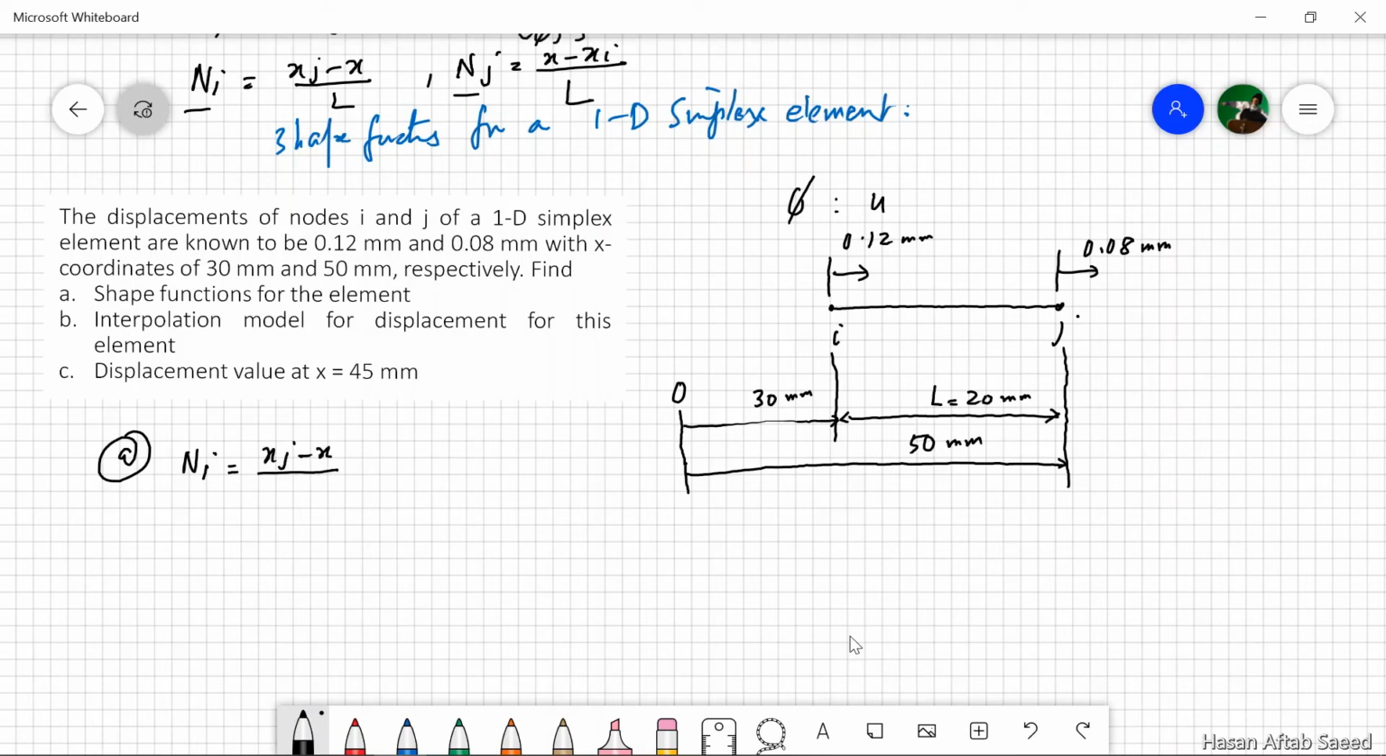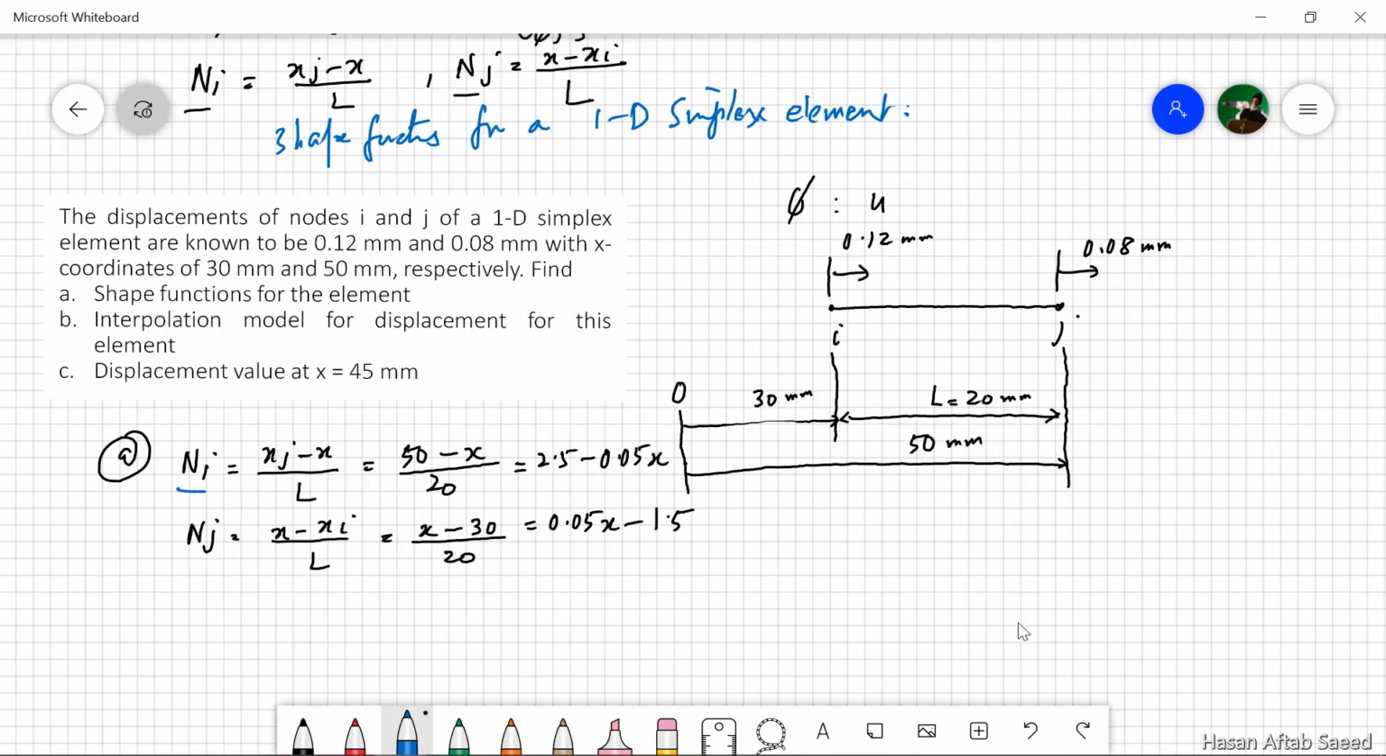ni is xj minus x over L. xj is 50, x is variable, length is 50 minus 30, 20, or we can write it like 2.5 minus 0.05x. This is the value of ni. Now, nj is x minus xi over L. x is a variable, xi is 30, length is 20. Now you can write this as 0.05x minus 1.5. So these are the shape functions.